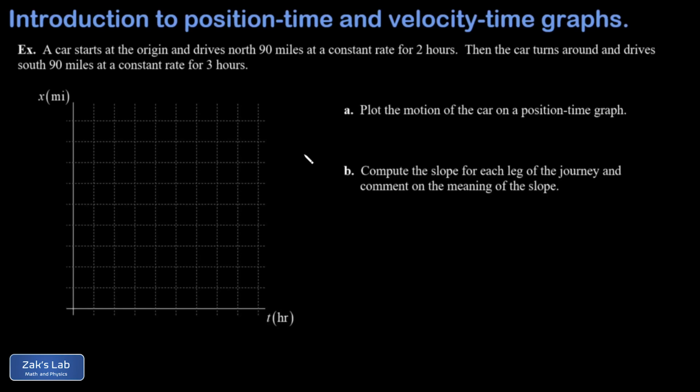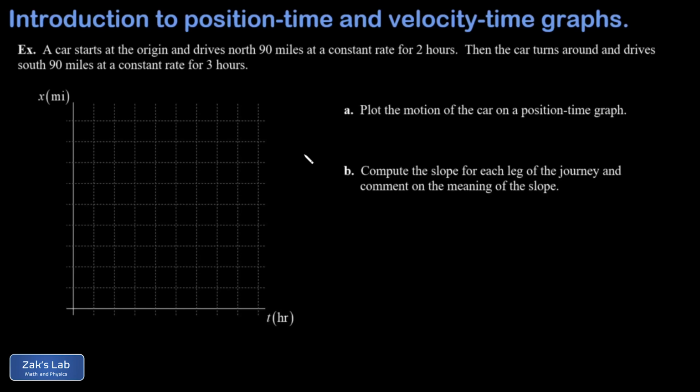So we begin with an example, and in this example, we're told that a car starts at the origin and drives 90 miles to the north at a constant rate in 2 hours. After this, the car turns around and drives to the south 90 miles at a constant rate in 3 hours. We want to plot the position of the car as a function of time. And for this, we use a position time graph.